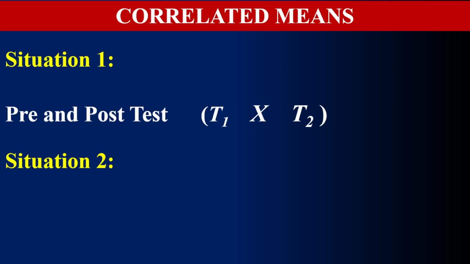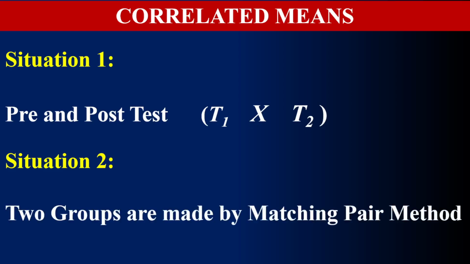Another situation is when two groups are made by the matching pair method. When two groups are made by matching pair sampling method, then the means obtained from the scores of both the groups will be considered as correlated means. In these two situations, the T value is calculated in the same manner in Excel. How? Let us take one example.